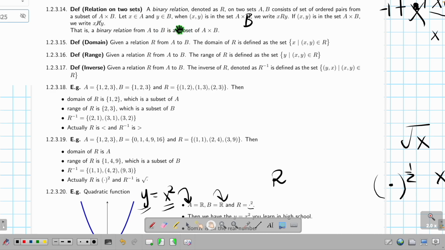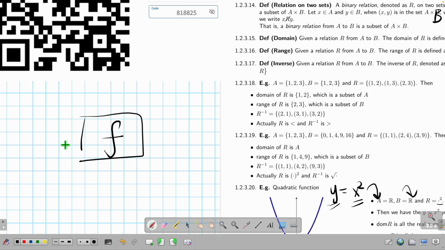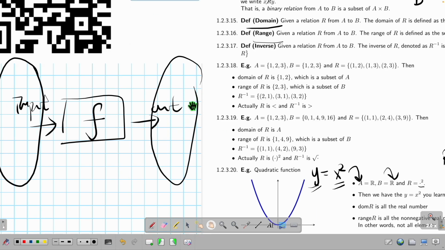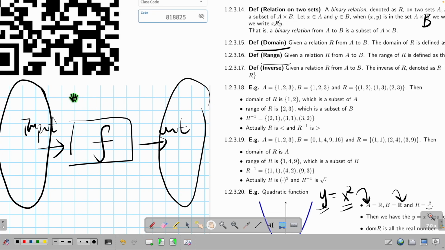This A, B, we give them names. A is called the domain. You can think of it as input. What is a function? It's just input and then output. All the possible inputs, we call the domain. For all the possible outputs, there are three names: codomain, image, and range. In set theory, we just say this is codomain, that's it. But in linear algebra, they don't call it codomain, they call it range or image.